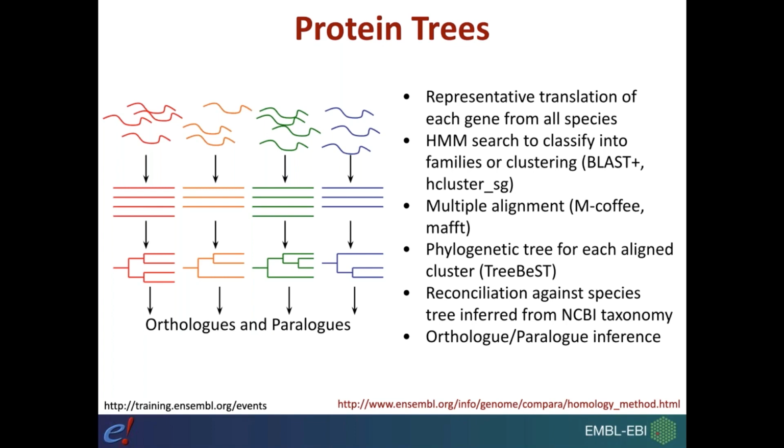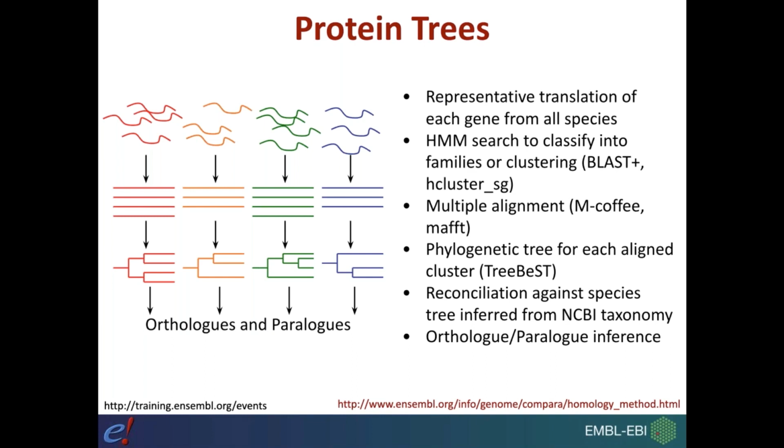So as I said, we have two different tree pipelines for protein trees and for non-coding RNA trees, and they are very similar. However, I will explain just an overview of the protein tree pipeline here. For this pipeline, we use a representative translation of each gene from all species in Ensembl, and then we do HMM searches to classify these into families, or we use clustering algorithms such as BLAST or H-cluster.